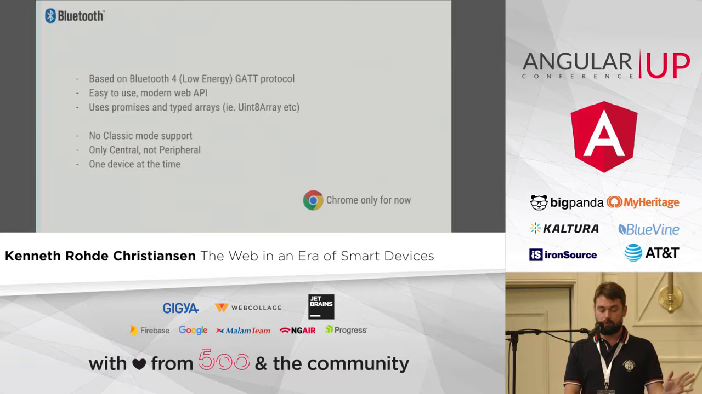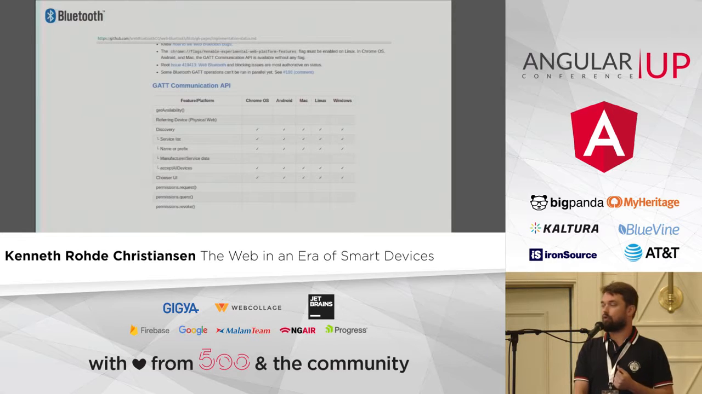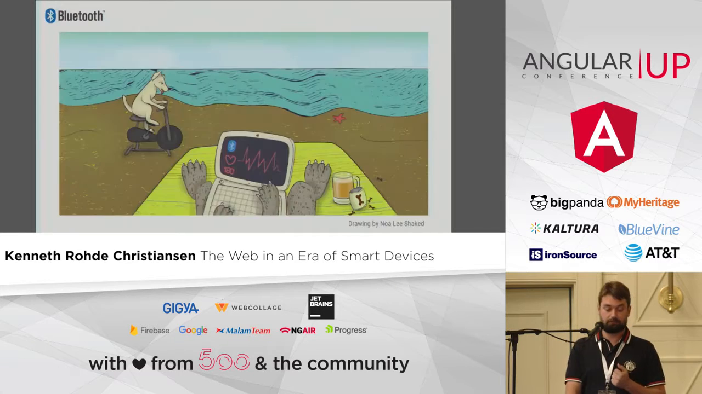It doesn't support classic mode. It only works as a central. It means the device itself, like your phone, cannot be a Bluetooth device, a peripheral. It can only interact with peripherals. Support is working in Chrome at the moment, and they're working on bringing this to all their major platforms. Here's a website where you can check the current status.